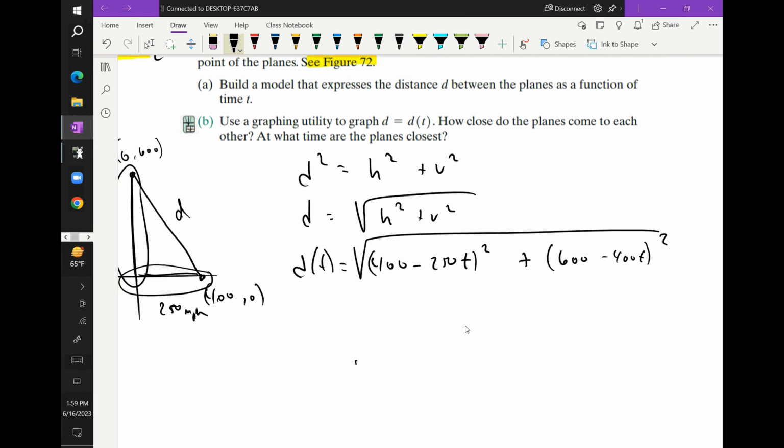So how close do the planes come together to each other? The closest distance is about 21.2, and this was miles apart.